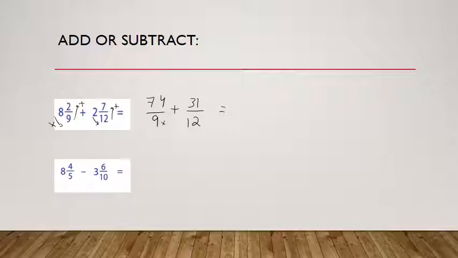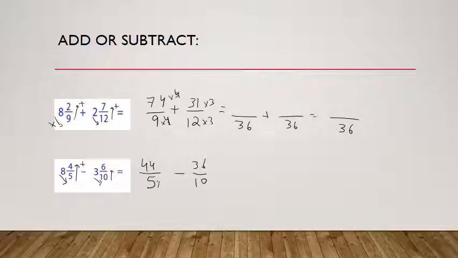I multiply the 9 by 4 to get 36, and 12 times 3 to get 36. And then whenever you have the same denominator, you can add them to get only one improper fraction. The same thing in the subtraction. 8 times 5 is 40, plus 4 is 44 over 5, minus 36 over 10. Now I only multiply by 2, so I get 88 over 10 minus 36 over 10. So I subtract them easily, and it's 52 over 10.